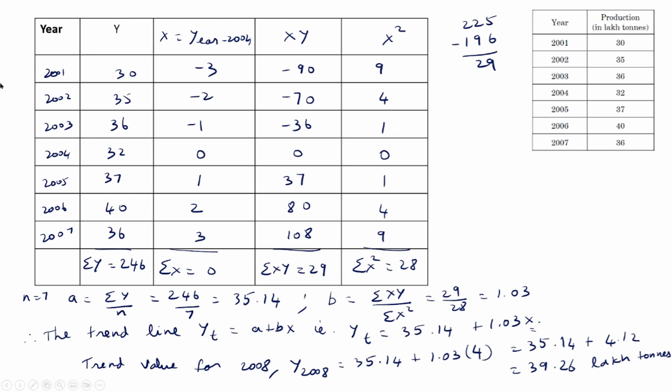So here drawing this table and finding all these values carries 1 mark, and then finding the value of a, b and the equation of the trend line carries 1 mark, and then finding the estimated value for 2008, this part carries 1 mark. So a total of 3 marks for this question.